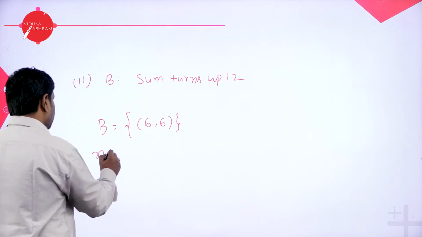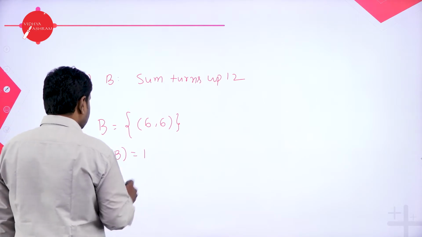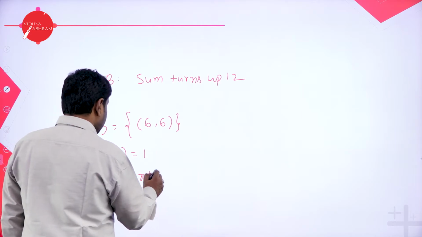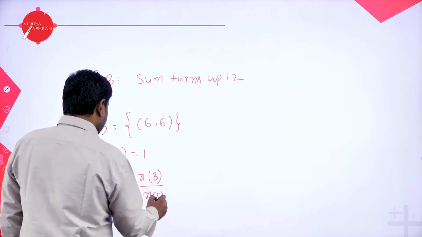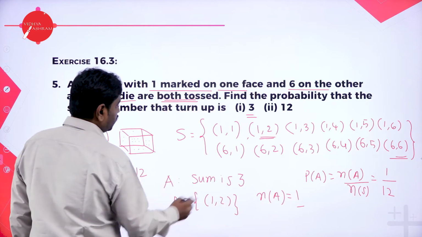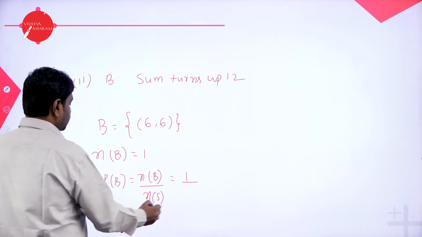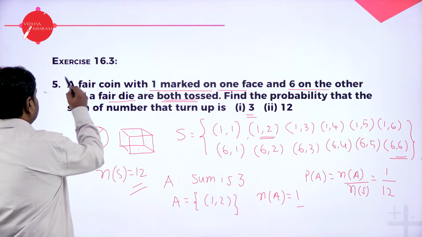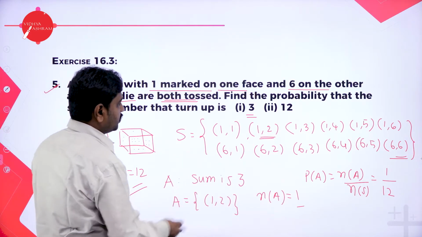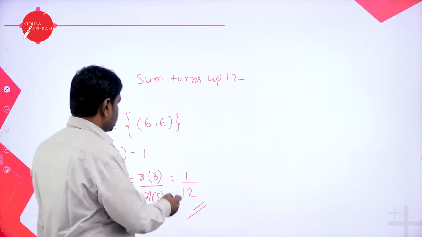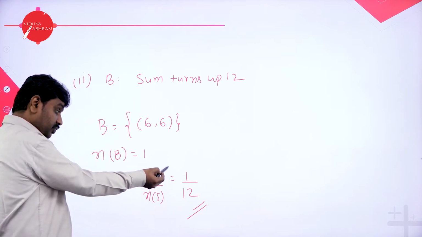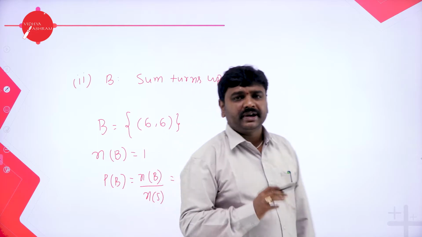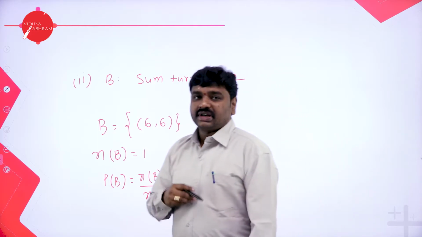Now n of B, the number of elements in set B, is 1. So what is P of B? n of B by n of S. n of B is exactly 1 out of n of S. Total how many outputs are there? 12. So 1 by 12. I hope all of you got this. So the sum turns up 3 is 1 by 12, and the sum turns up 12 is also 1 by 12. For both cases, the answer is 1 by 12. Now we'll go to the next case.